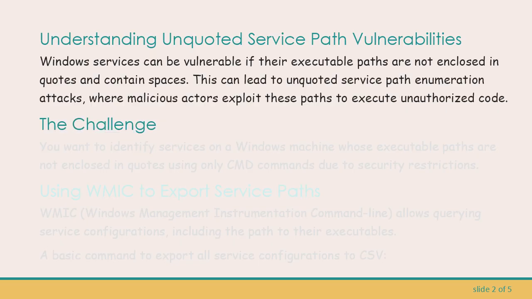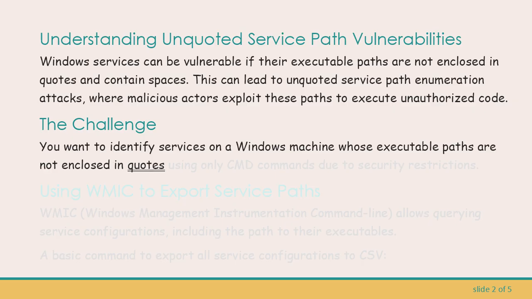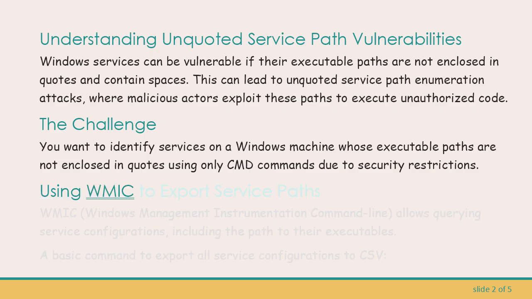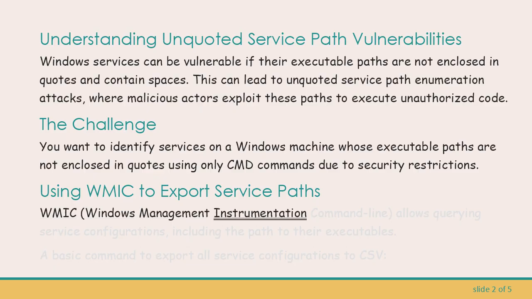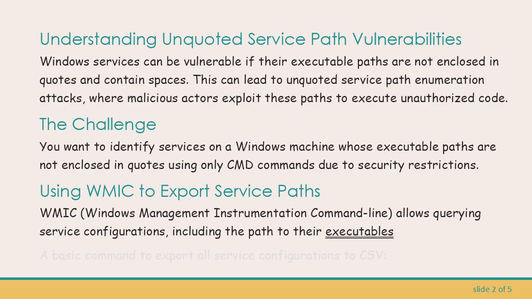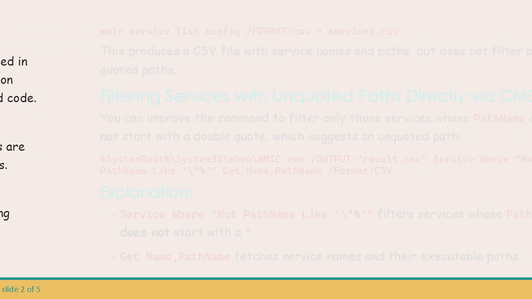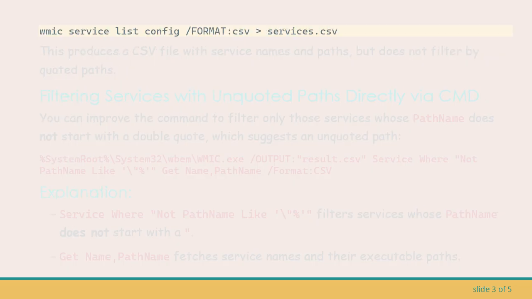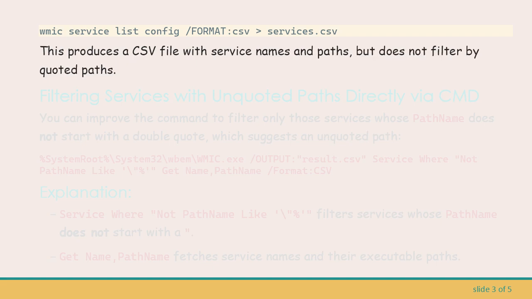The challenge: you want to identify services on a Windows machine whose executable paths are not enclosed in quotes, using only CMD commands due to security restrictions. Using WMIC to export service paths. WMIC, Windows Management Instrumentation Command Line, allows querying service configurations, including the path to their executables. A basic command to export all service configurations to CSV produces a CSV file with service names and paths, but does not filter by quoted paths.